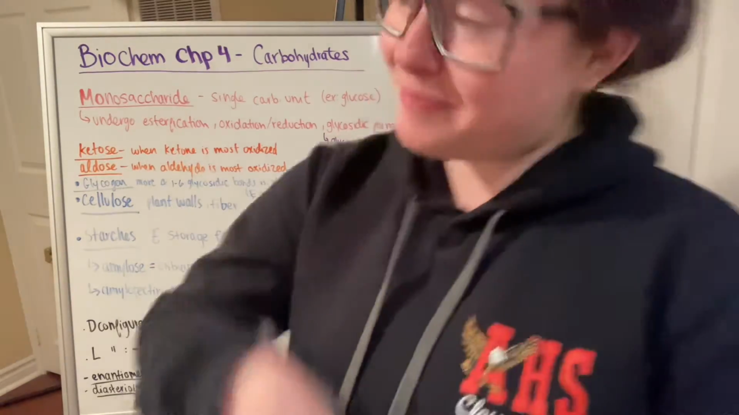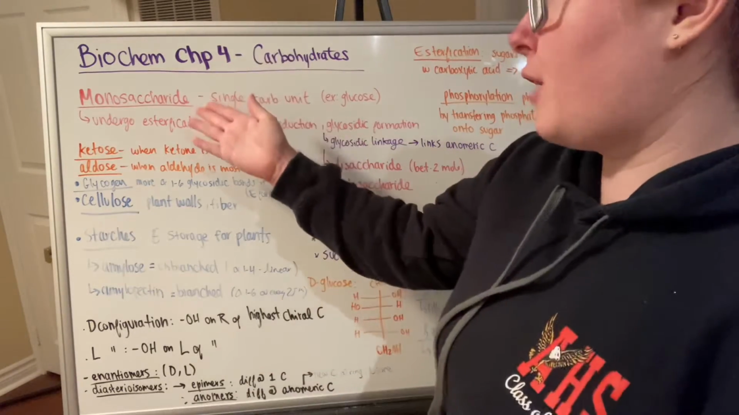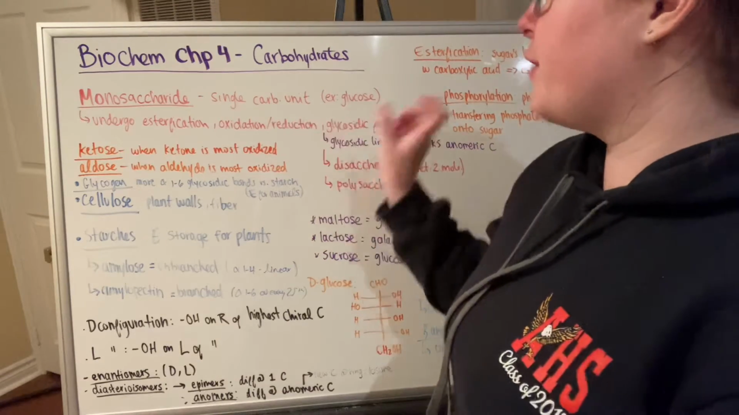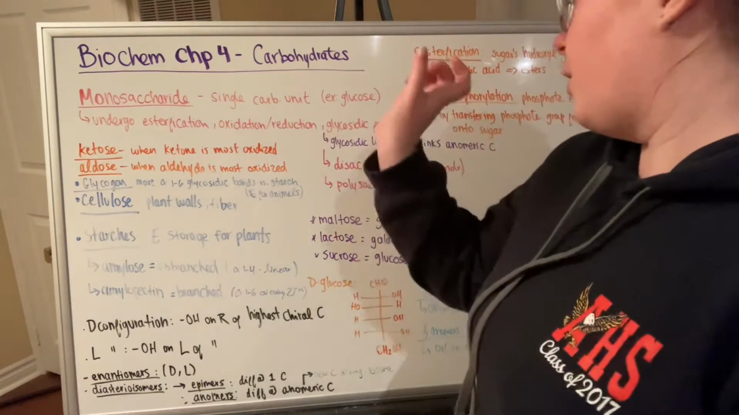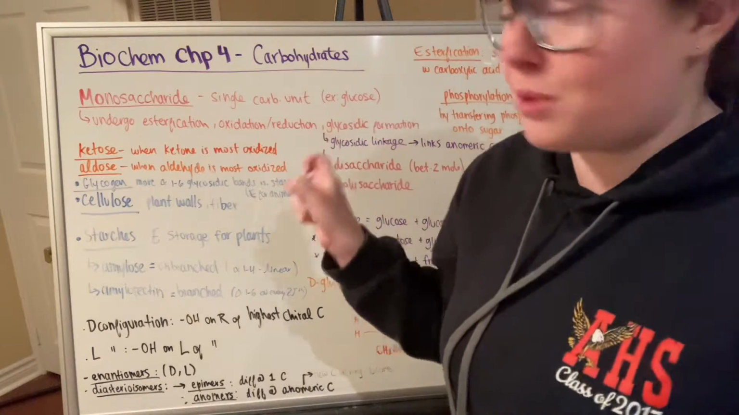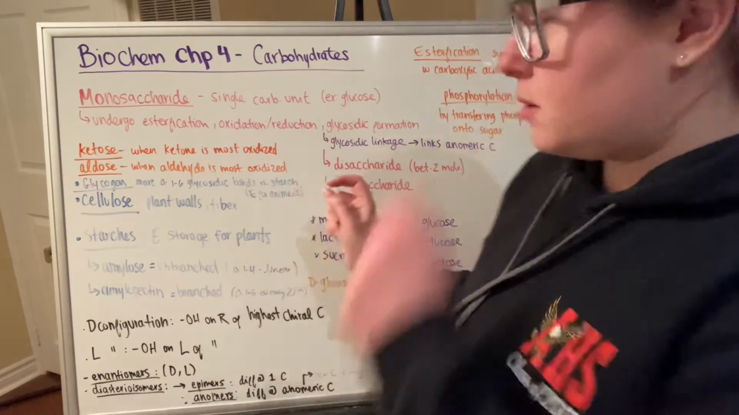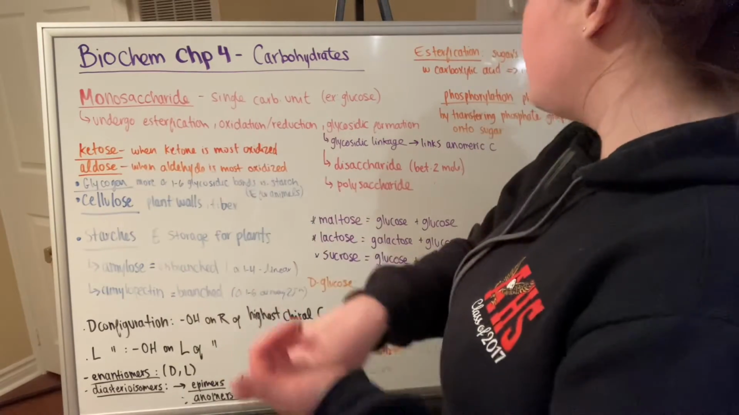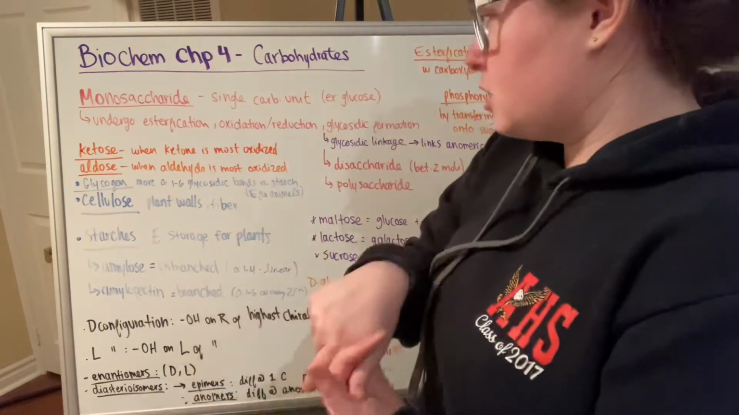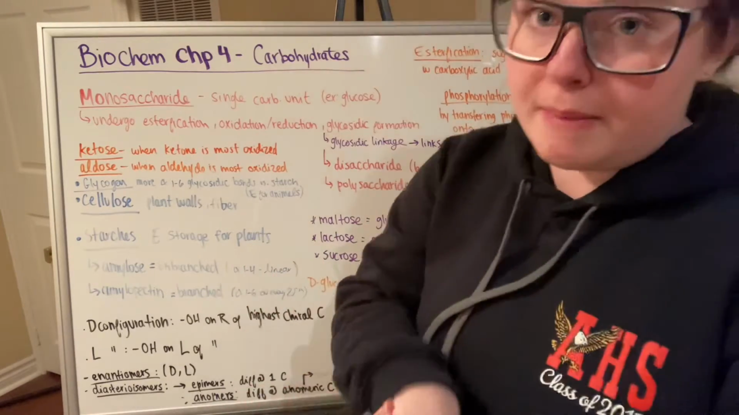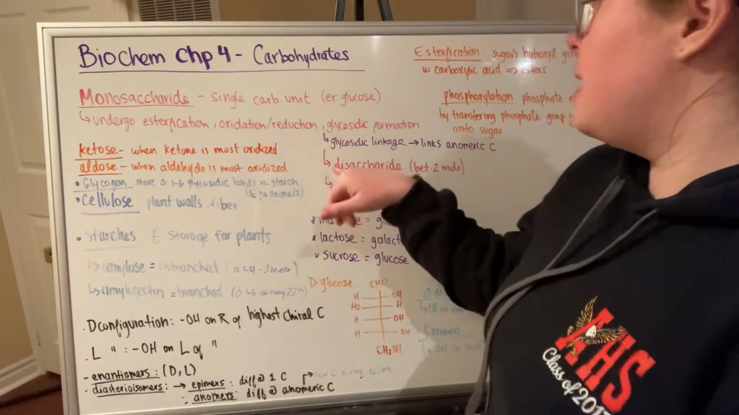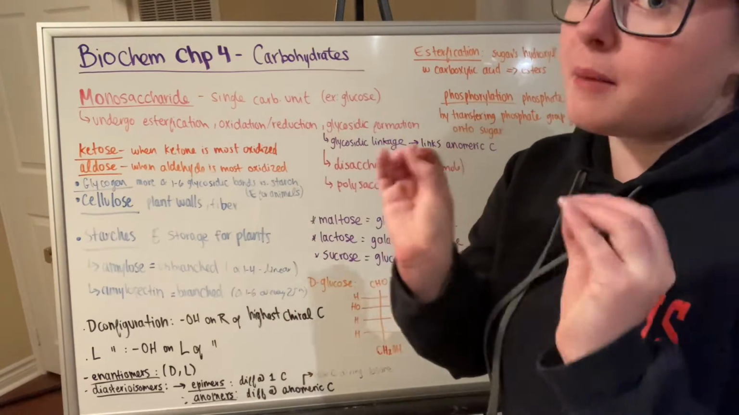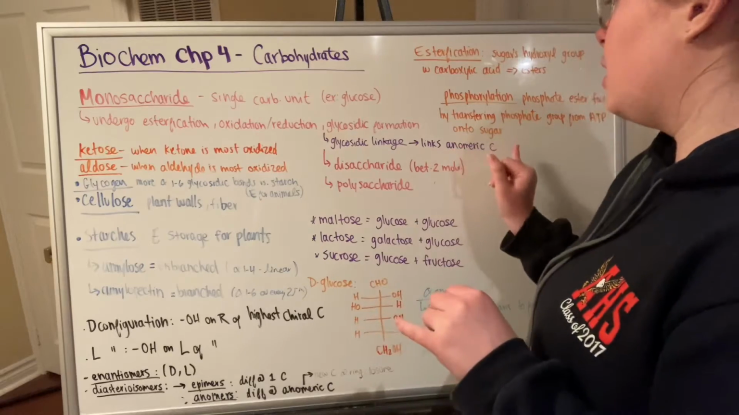So let's get started. We have monosaccharides, which is a single carbohydrate unit. For example, glucose, or fructose, or galactose. Those are all monosaccharides. Okay, so then these monosaccharides can undergo esterification, which we'll talk about in a moment, oxidation reduction, or glycosidic formation. And glycosidic formation is really the glycosidic linkage that links carbohydrate monomers at their anomeric carbons.